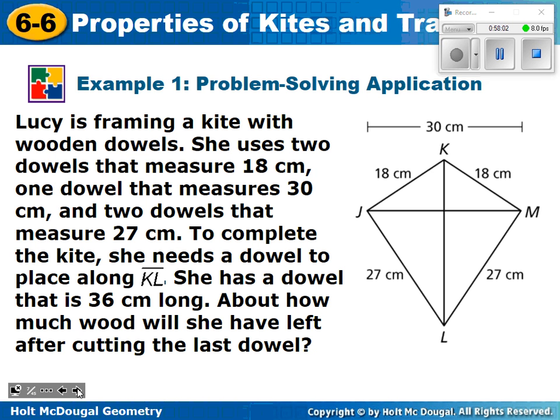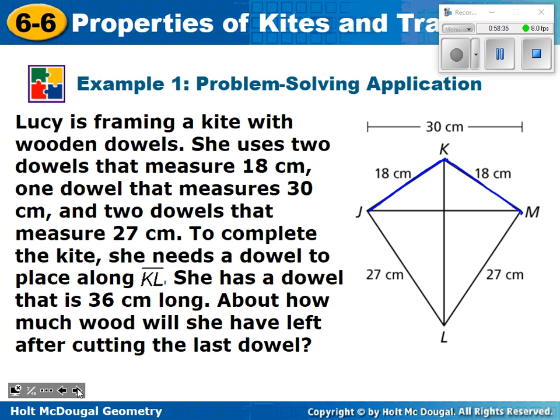All right. So Lucy's framing a kite. So now we're back to the kites. Back over on this side of the board, no parallel sides. Lucy's going to frame a kite with wooden dowels. She uses 2 dowels that measure 18 centimeters, 1 dowel that measures 30 centimeters, and 2 dowels that measure 27 centimeters. Okay, wrap your head around this whole problem. The dowels are like the little wooden rods that make the kite, okay? Keep it stable. So she's got 2 dowels that measure 18, so that's the frame here.